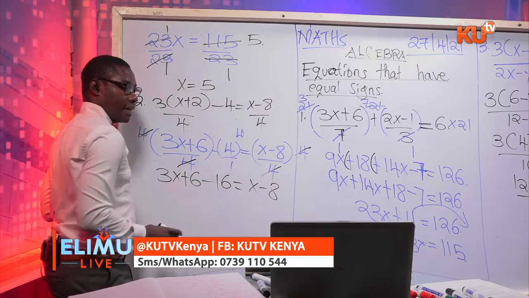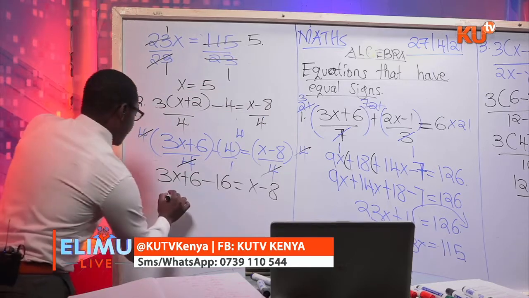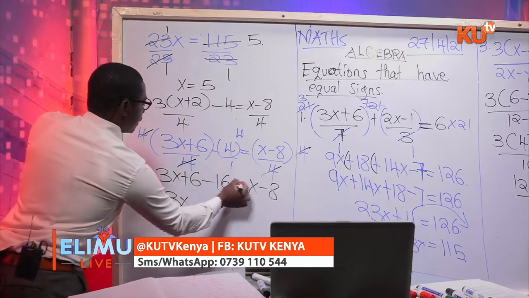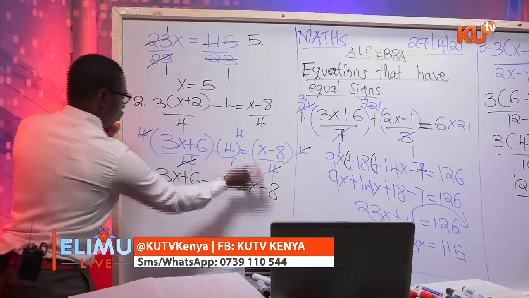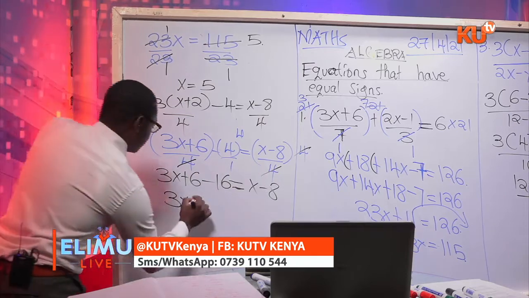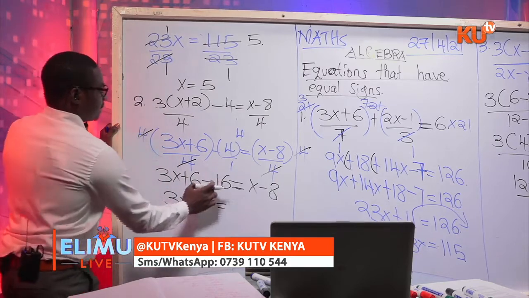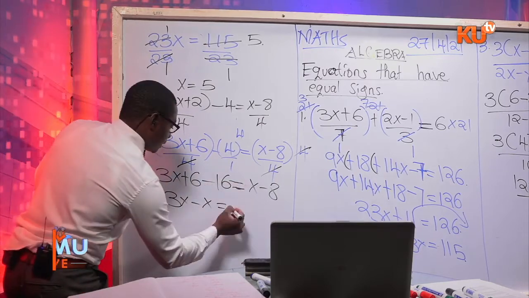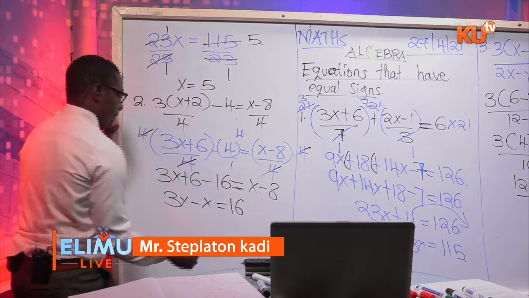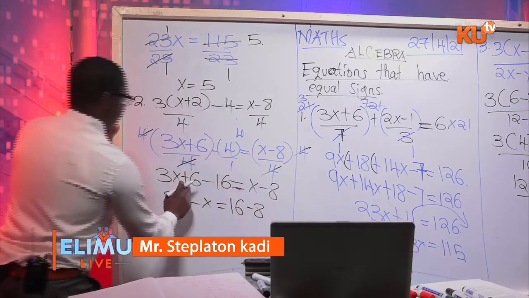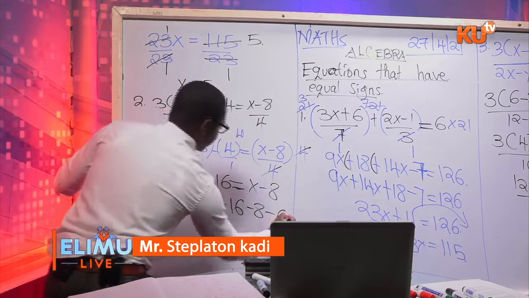So we now collect our like terms. So we have 3x. We have an equal sign here. So x will cross the equal sign and become minus. x is equal to, we start with negative 16. It crosses. So we'll have 16 minus 8. This 6 will cross and it will be minus 6.